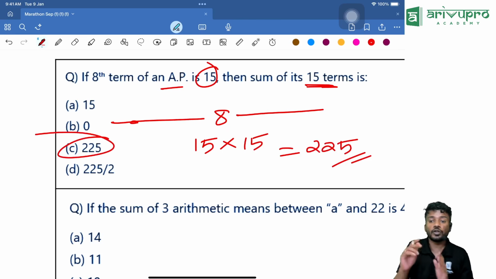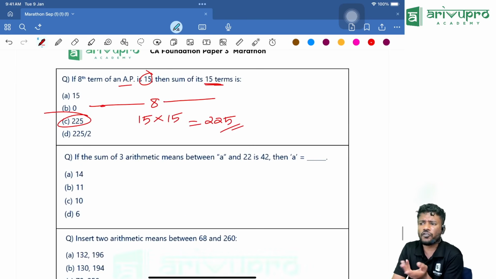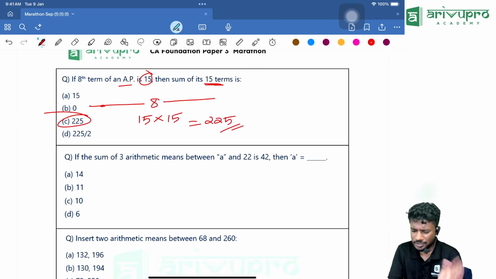Answer is how much? 225. If you don't remember this also, you can use the normal method and find the answer. You will get the same answer. Yes, that means it will take like 40 seconds extra. That's all. Other than that, there is nothing else.